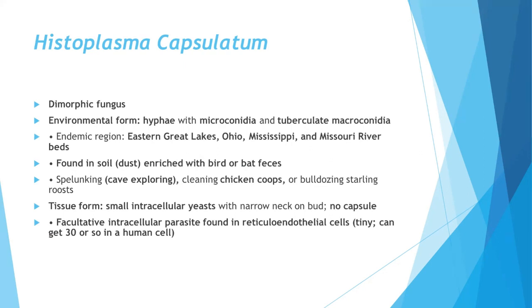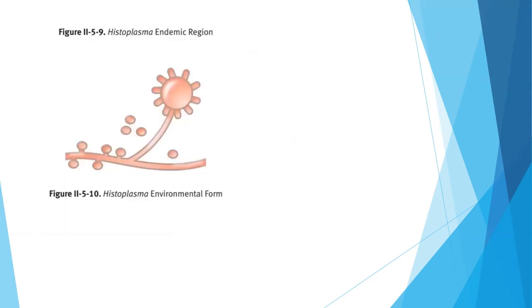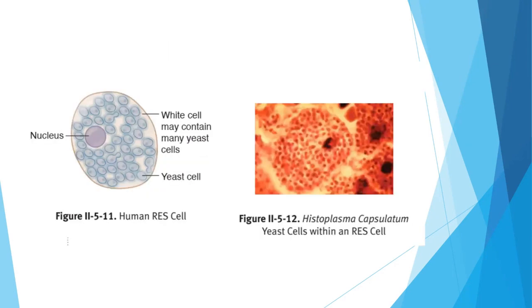The tissue forms are generally small intracellular yeast with a narrow neck on the bud, and there is no capsule. They are facultative intracellular parasites found in reticuloendothelial cells. This is the histoplasma environmental form, and this is the histoplasma reticuloendothelial cell form.